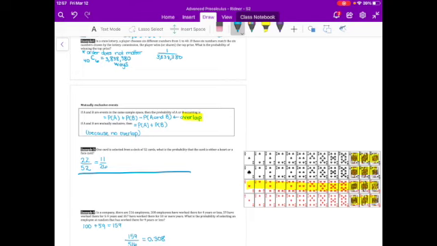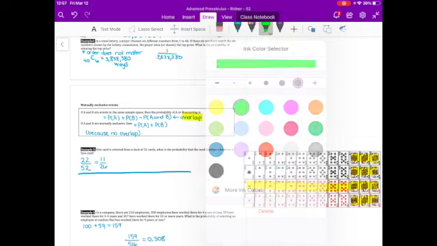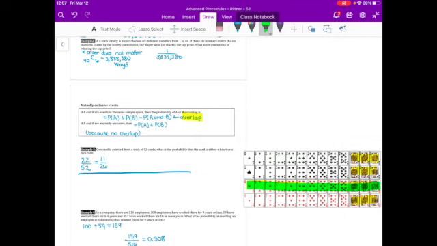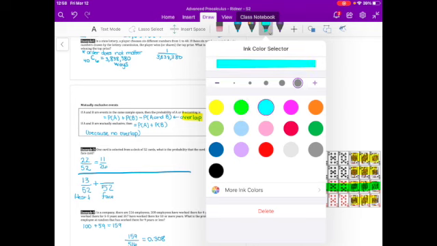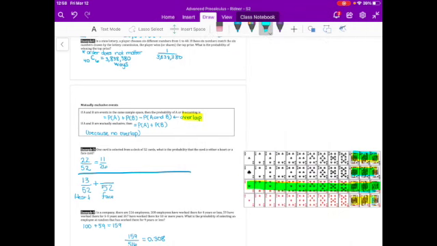To use the formula, I would do, let's change our color here. The probability of event A, so that's 13 out of 52, is a heart. The probability of event B, which is a face card, if I count those all together, so that is 12.